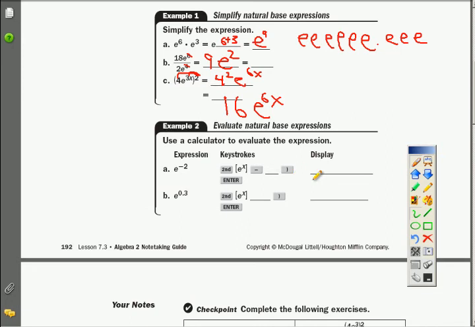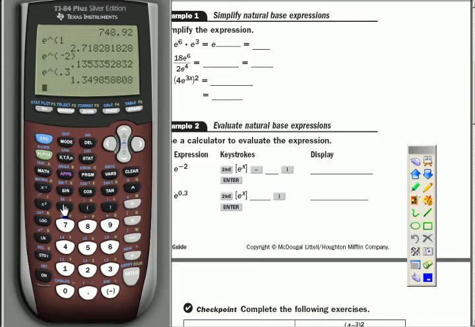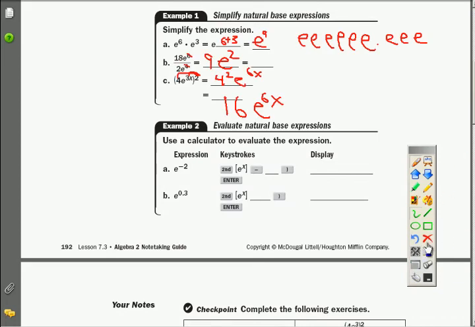Change the color real quick. We're going to use a calculator to evaluate these expressions, e to the -2 and e to the 0.3. And how we're going to do that is we're just going to use that same button we just used right here, e to the -2 power, enter, that's what you got, and e to the 0.3 power, and that's what you got. So those are pretty easy to do. You guys go ahead and take a look at that next checkpoint.